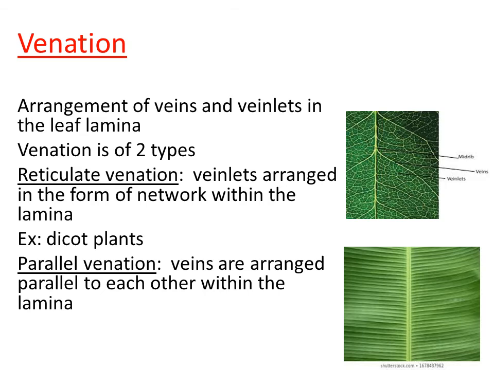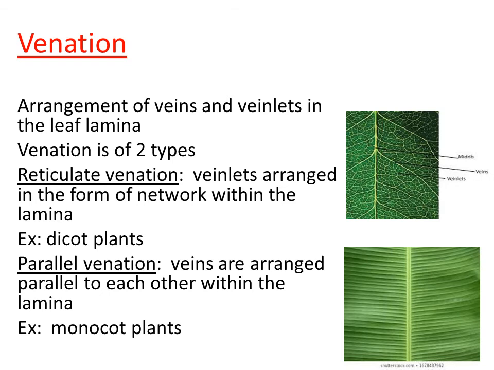Which plants show parallel venation? Monocot plants. In monocot plants, the leaf lamina shows the parallel arrangement of veins. That kind of venation is called parallel venation, right? So this is a very important concept. You have to learn the definition of venation, and you should learn the types of venation.